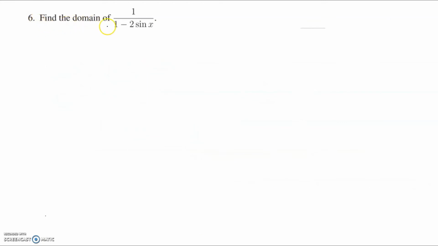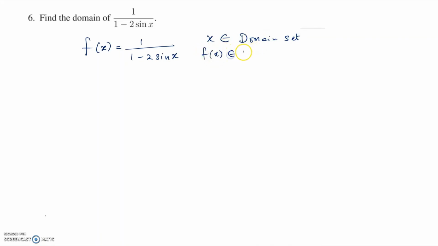Question number 6. Find the domain of 1/(1 - 2 sin x). Okay, so we can define this as a function of x, which is 1/(1 - 2 sin x). So x belongs to the domain set and f of x belongs to the range set. Now, what are the values that x can take? So that's what we need to find, the values that x can take. So that set will be our domain.